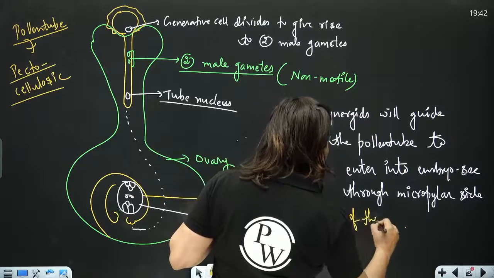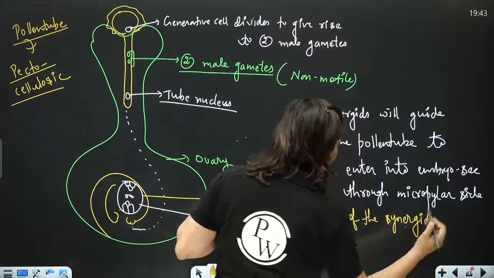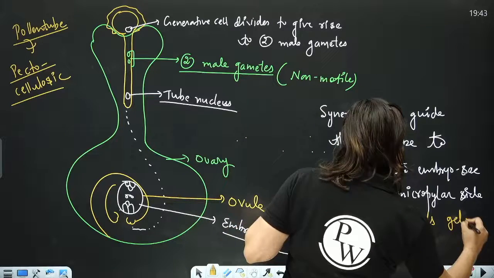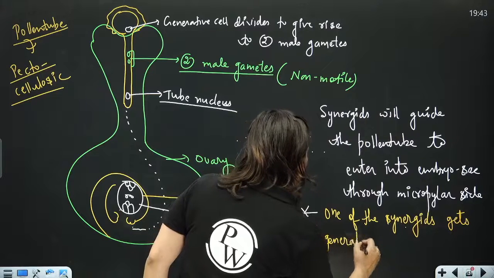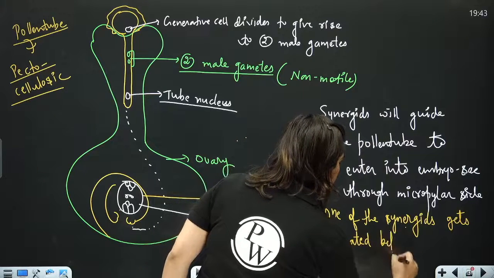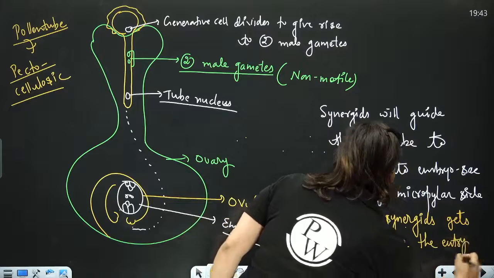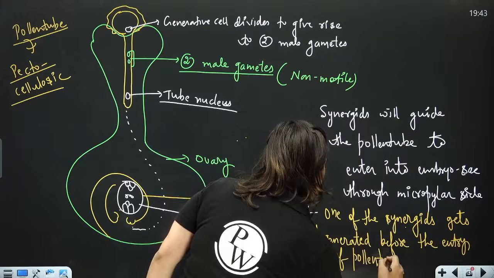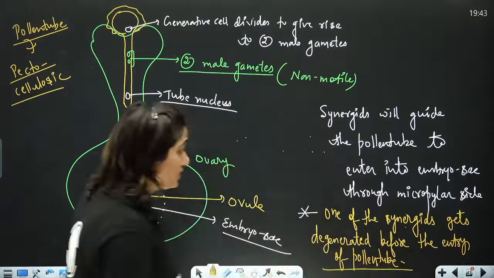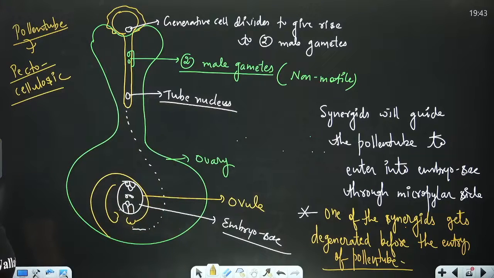One of the synergids gets degenerated before the entry of the pollen tube. Just before the entry of the pollen tube, out of the two synergids, one of the synergids gets degenerated. Okay.